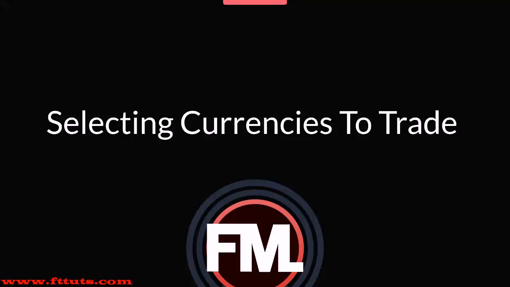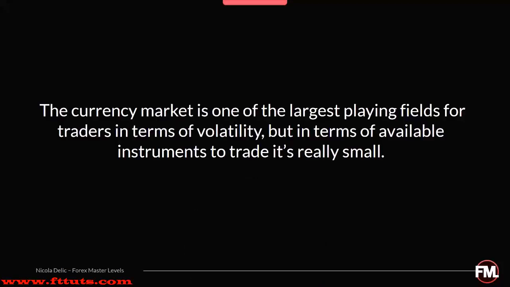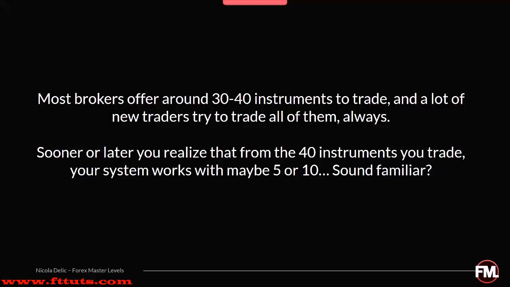Today I want to talk a little bit about selecting currencies to trade. The currency market is one of the largest playing fields for traders in terms of volatility, but in terms of available instruments to trade, it's really small. Most brokers offer around 30 to 40 instruments to trade, and a lot of new traders try to trade all of them always. Sooner or later, you realize that from the 40 instruments you trade, your system works with maybe 5 or 10. Sound familiar?